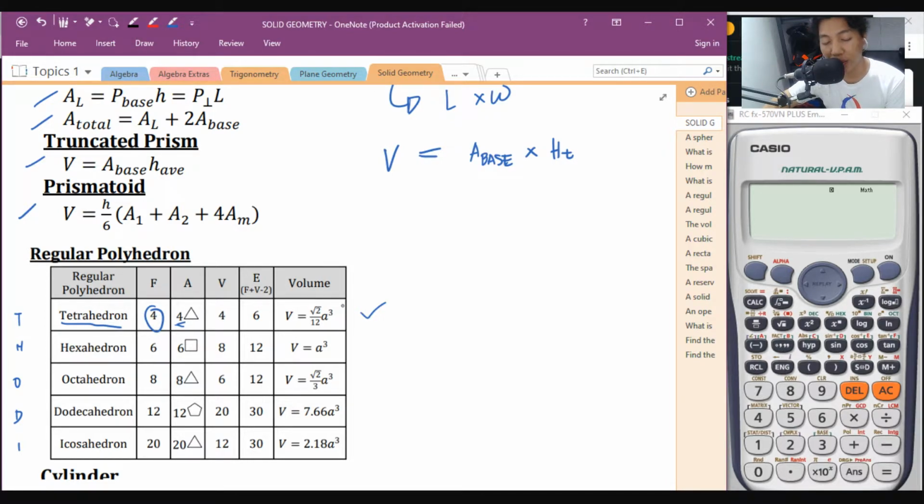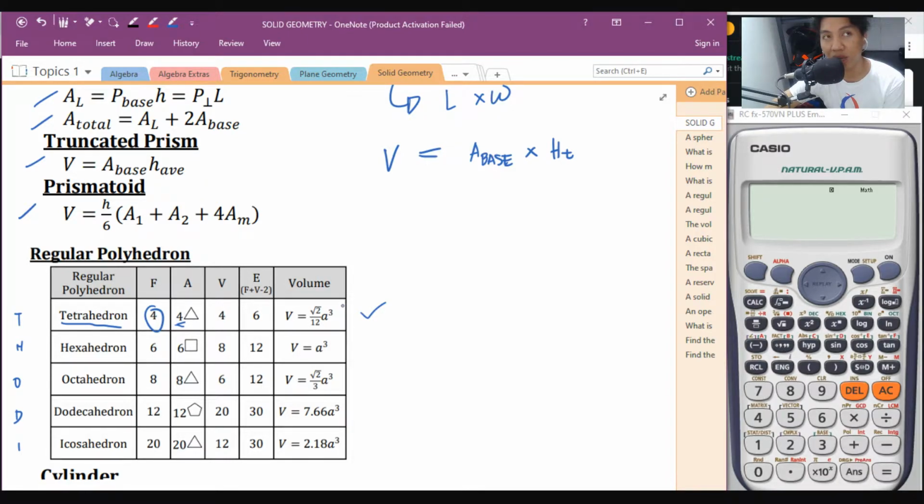How about a dodecahedron? Dodeca, ibig sabihin, kapag deca, 10. Kapag dodeca, 12. Ibig sabihin, 12 pentagonal faces ang kukunin mo dyan for area. The vertices will be 20 and then yung edges niya will be 30. So, the volume of the regular dodecahedron will be equal to 7.66 A cube.